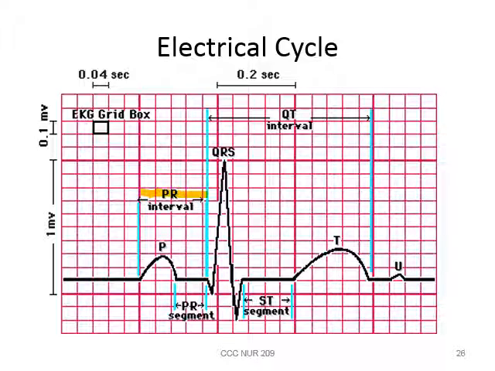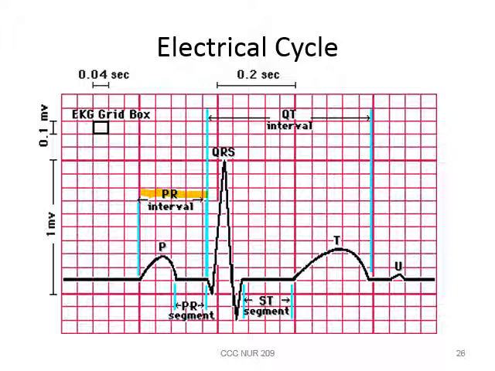That basically is how much time it takes for the electrical impulse to get from when it's fired at the SA node all the way down to the ventricles to initiate the electrical activity in the ventricle. That is the PR interval. The next thing we look at is the QRS complex. Now we'll talk about this a little bit more, but a QRS complex represents ventricular depolarization.